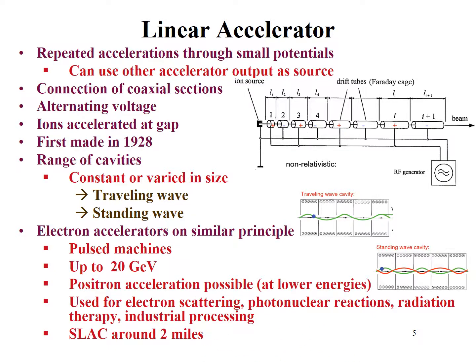Electron accelerators are similar to these linear accelerators. They can be pulsed machines, and modern electron accelerators can go up to 20 GeV. And positron acceleration is also possible. These electron accelerator machines are used for a number of different experiments, including scattering, photonuclear reactions, radiation therapy, and they're also used as a source for synchrotron radiation, which we'll discuss a little later.